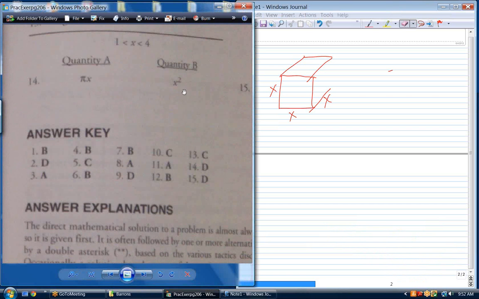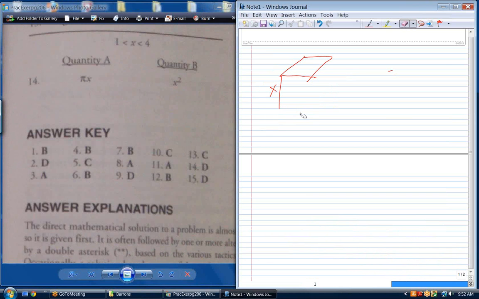Which is bigger, pi x or x squared? And x can be anywhere between 1 and 4. Okay, it looks like quantity A. Okay, let's try some numbers. If x is 2, quantity A is bigger.